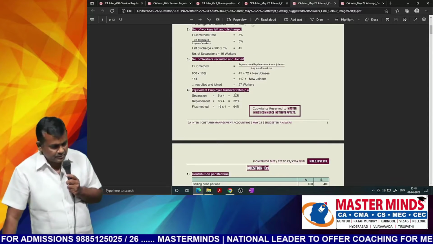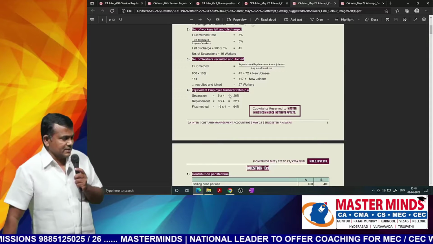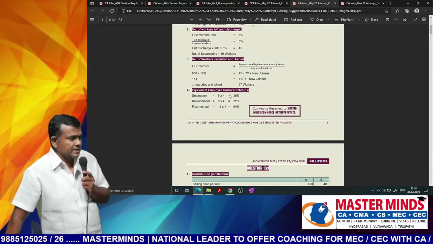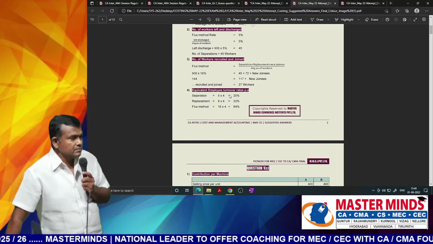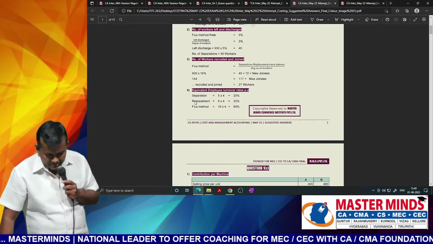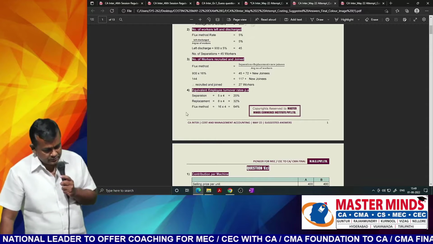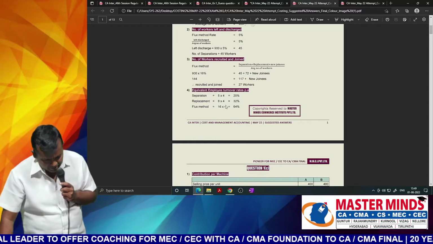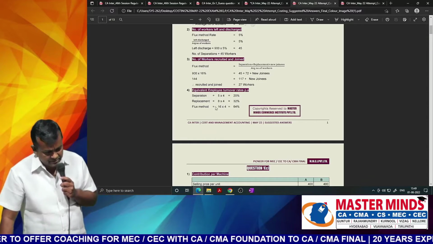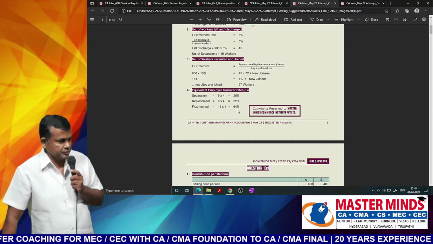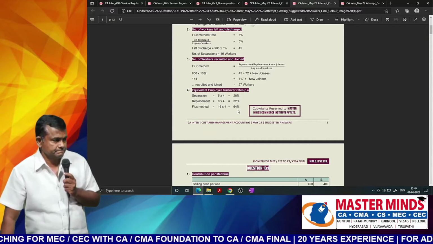So equivalent employee turnover: the given rates are equivalent to 1 quarter. So multiply with 4, then we get per annum. So under separation method, equivalent employee turnover rate is 5 into 4, 20%. Under replacement method, 8 into 4, 32%. Flux method, 16 into 4, 64%. Clear?